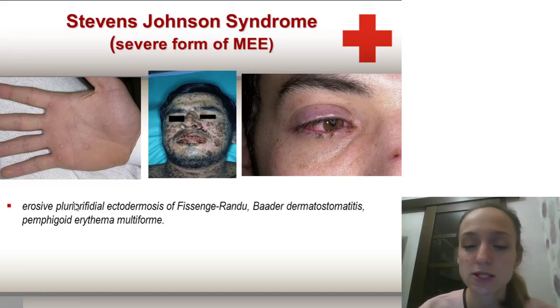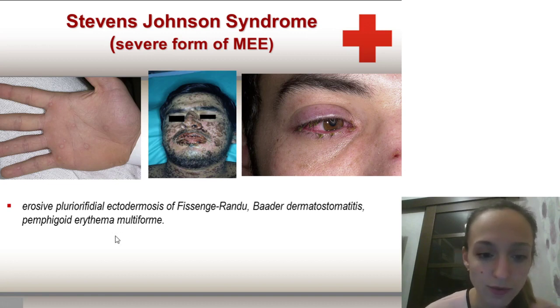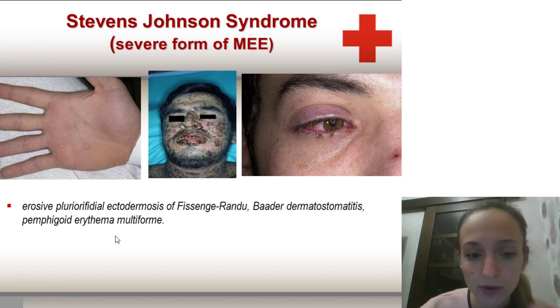Syndrome of Stevens-Johnson. So, erosive pluriorificial ectodermosis of Fiessinger-Rendu, and then bullous dermatostomatitis, and pemphigoid erythema multiforme.